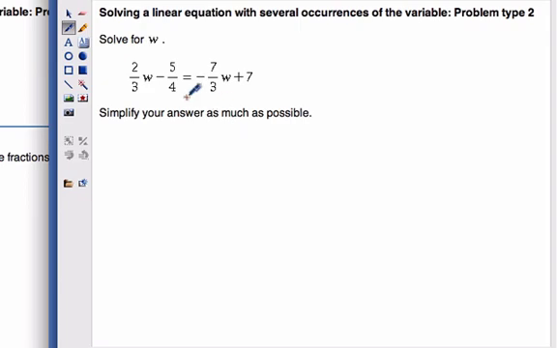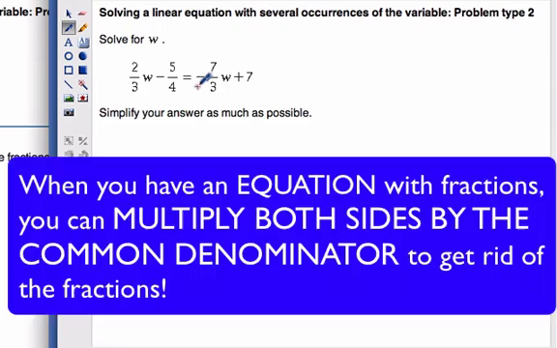Anytime you have an equation with fractions in it, you can solve it by finding the common denominator and multiplying both sides of the equation by that common denominator, and that will eliminate the fractions in your equation, and you can solve it from there. That usually makes it a lot easier to solve, and that's one rule to remember instead of a bunch of different rules and shortcuts. So whenever you have an equation with fractions in it, you can multiply both sides by the common denominator.